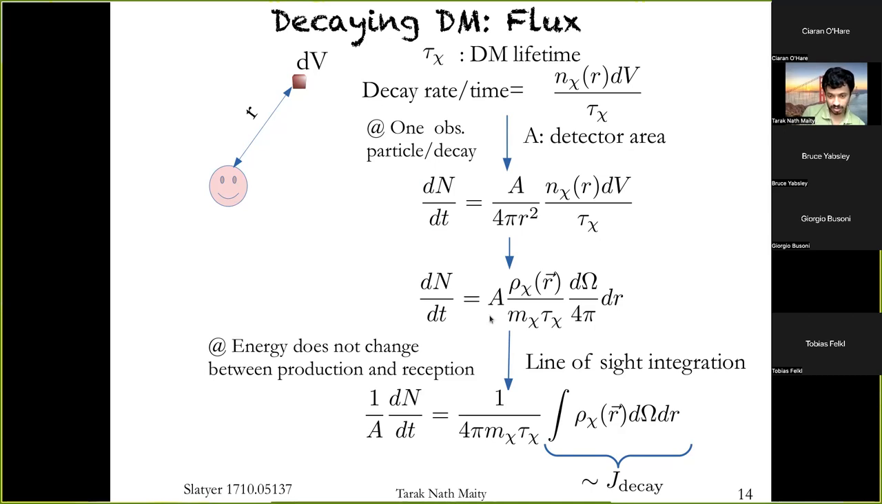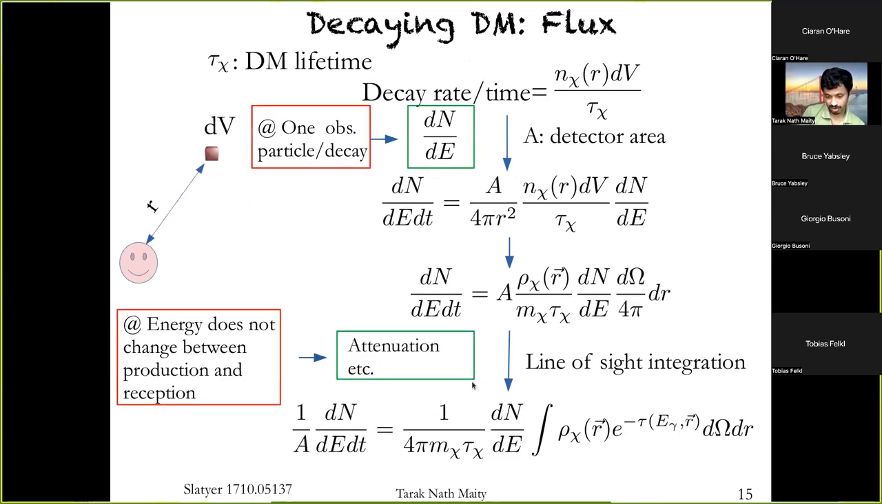In principle, you are not producing one observable particle per decay. So there will be a spectrum of particles, the number of particles per energy that you are producing, and also the energy might change from production to reception. So if you take care of all those factors, your final formula becomes this.